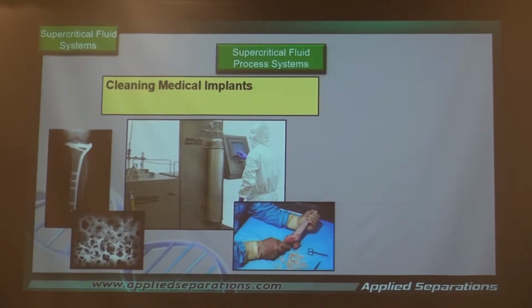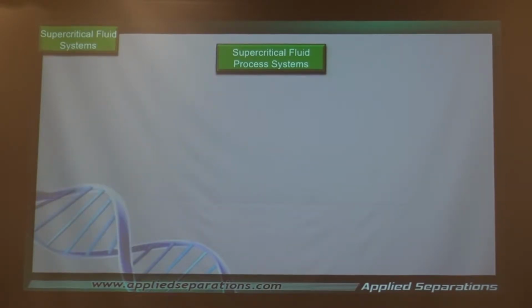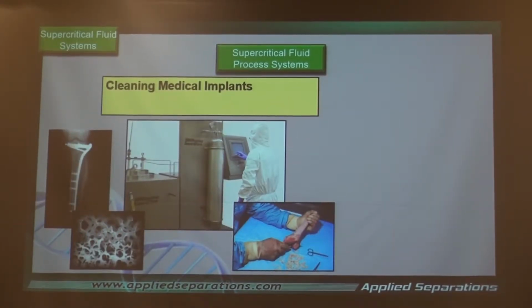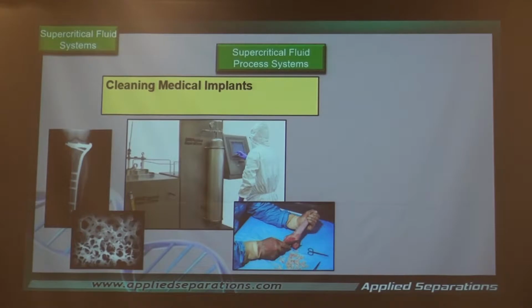Big effort right now: cleaning of medical implants. This is the way that we've done work for Johnson & Johnson, Synthes, DePuy, all have systems like this. In the old days, for a hip implant, for example, when you had a hip implant years ago, it was a solid piece of stainless steel. By using some of the physical properties of supercritical fluid, which we'll touch upon, we can now get into those small little spaces to actually clean. It would take hours to do this otherwise. Now it can be done in a much shorter period of time.